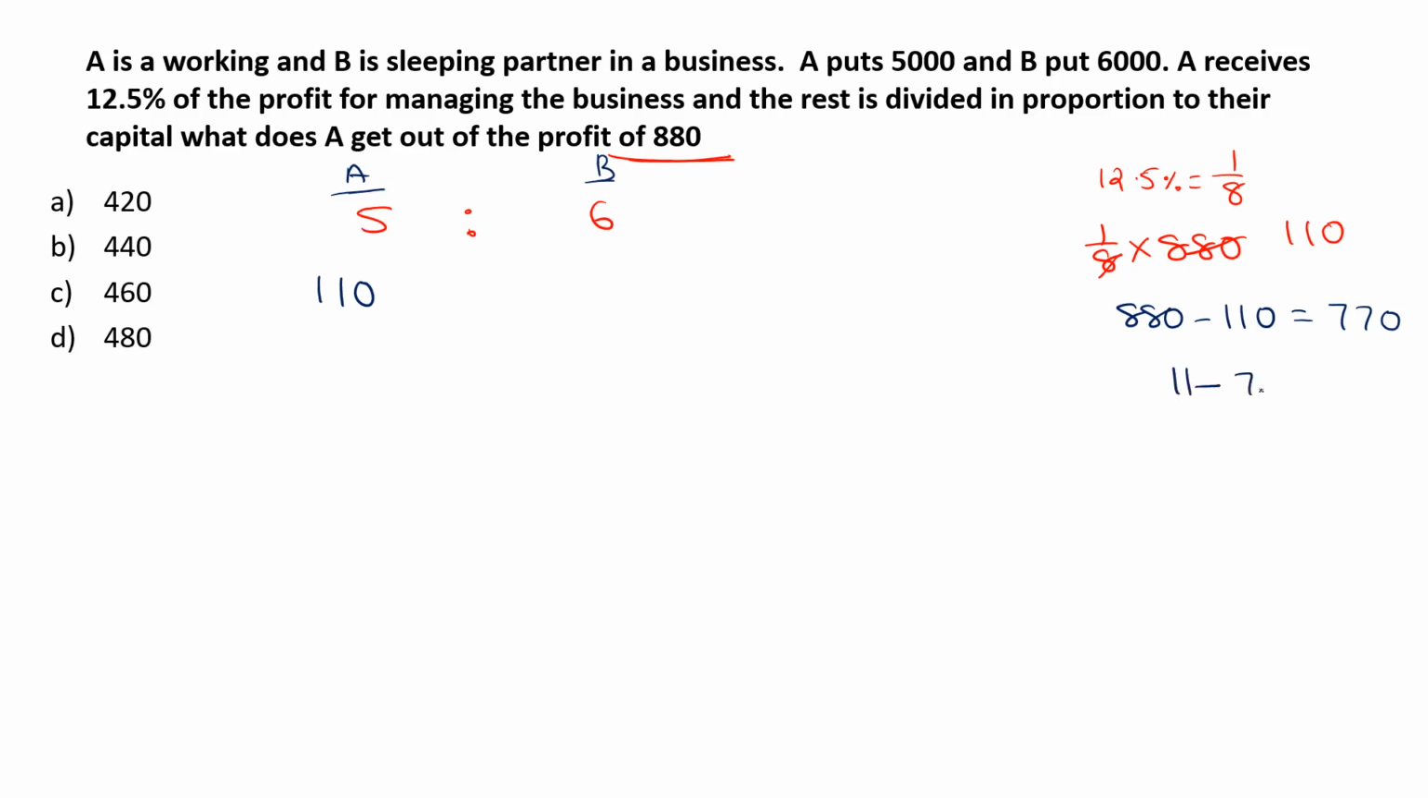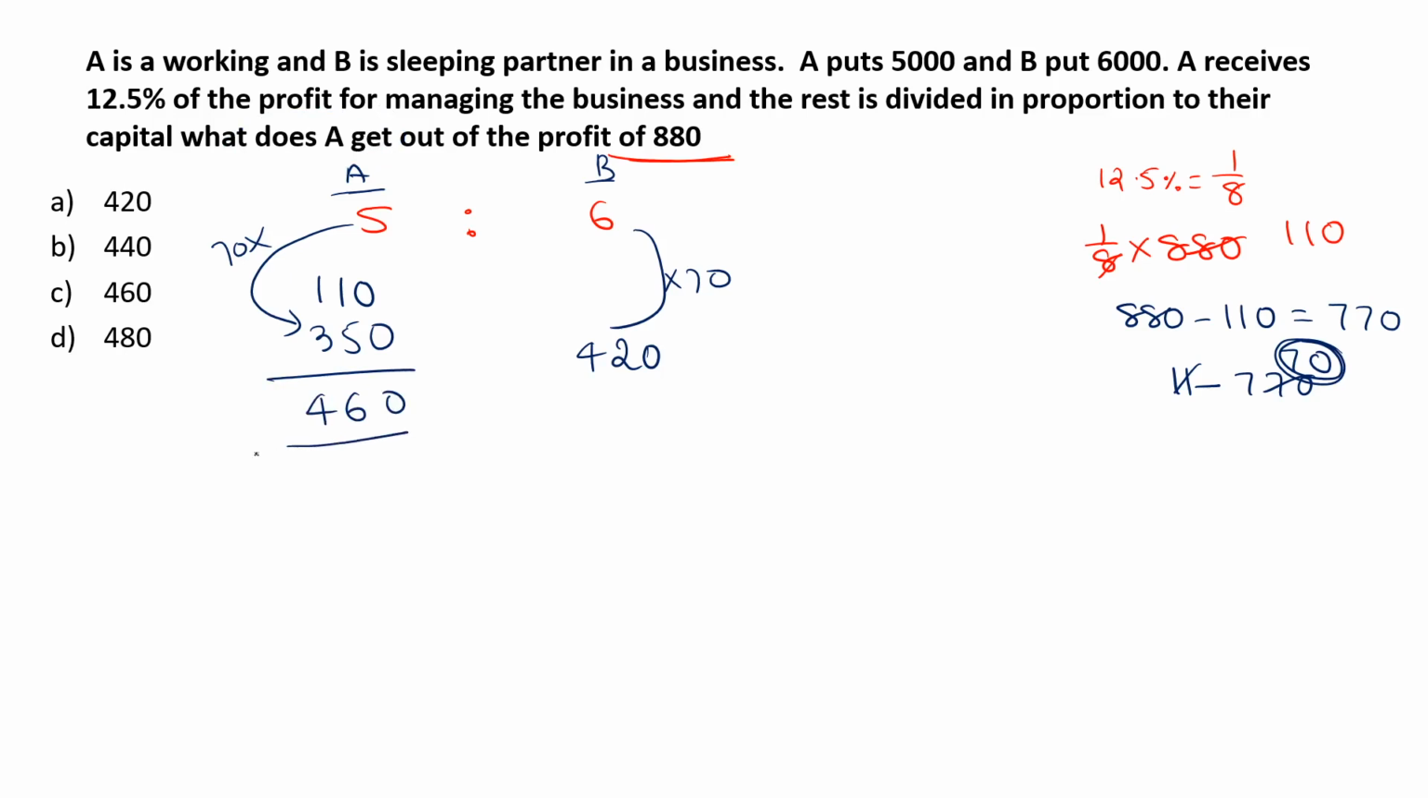When the value of 11 units is 770, then the value of 1 unit would be 70. That means A should be given 70 times 5, that is 350 rupees, and B should be given 70 times 6, that is 420 rupees. We need to find the amount of money that A is getting. That means A gets 460 rupees out of the profit.